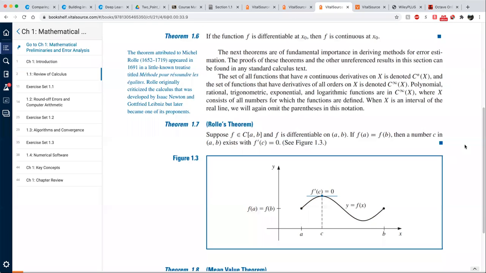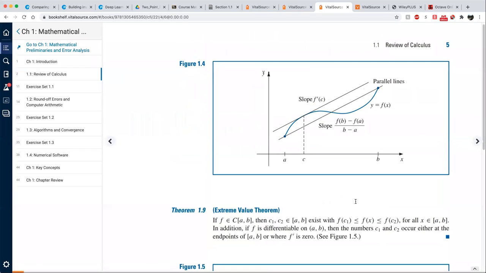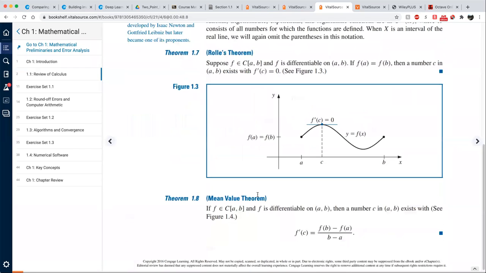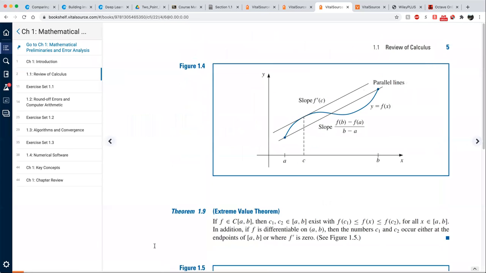Now next one, the Mean Value Theorem. The Mean Value Theorem is the general version of Rolle's theorem. So the function is continuous on the closed interval a b, and differentiable on the open interval a b, but we drop one assumption from Rolle's theorem, which is f of a equals f of b. So f of a is not necessarily equal to f of b.